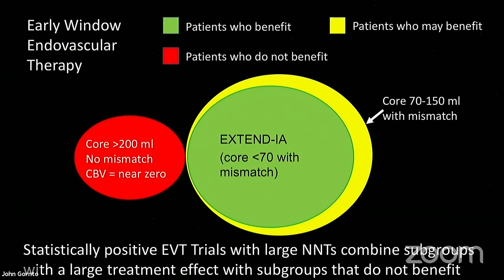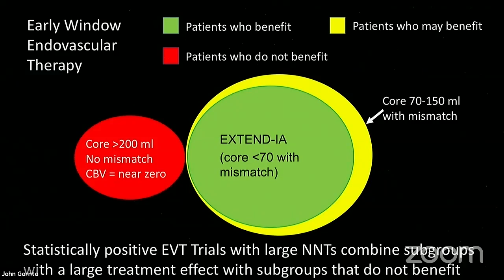So these are patients with massive core, they've got no blood volume in the stroke, or they've got no penumbral tissue. And even if you have a neutral to negative effect in that red zone, you can still have a positive trial, right? Because the green and yellow zone is bigger. So if I treat all of these patients, I'm going to still get a positive trial because the benefit is so huge in the green and yellow zone.